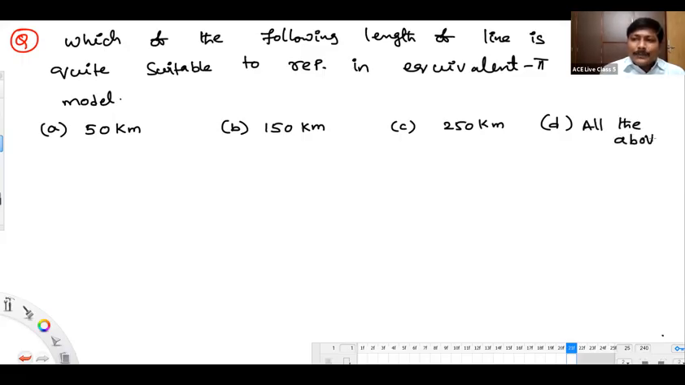Please kindly remove option D from your mind. Check whether it is A, B, or C. That's it. Why is it not D? Because he said here, quite suitable to represent the line in the equivalent pi model. Which length of line among these three is quite suitable to take up in the equivalent pi? Tell me please.